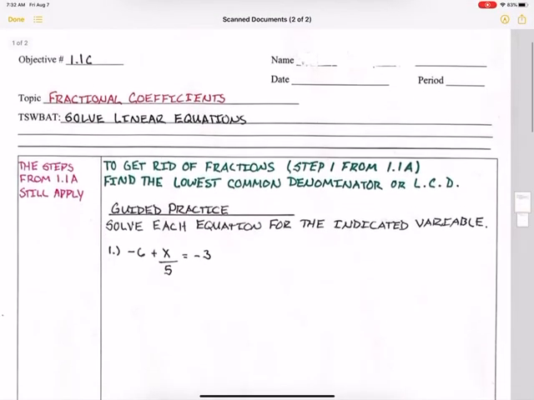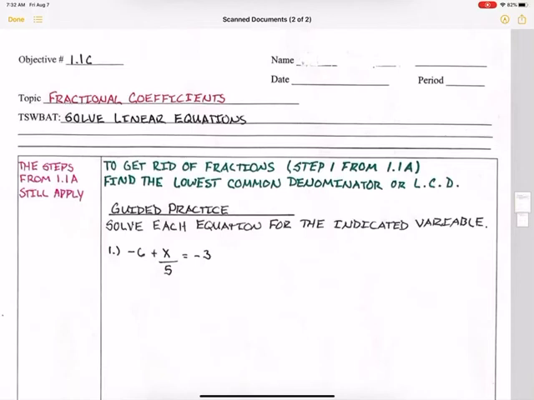Alright guys, today we are looking at solving linear equations that have fractional coefficients or have fractions in general. The steps from our first video on solving equations still apply. If there's parentheses, you need to get rid of them using the distributive property. You want to make sure that you move everything away from the variable. And today we're going to get rid of fractions.